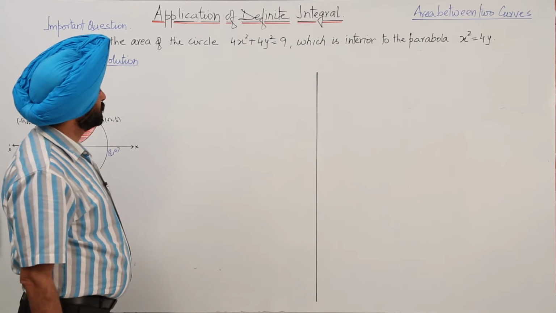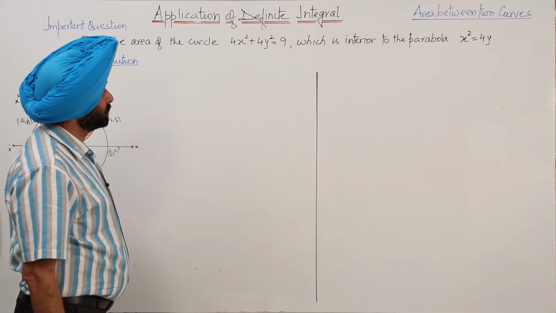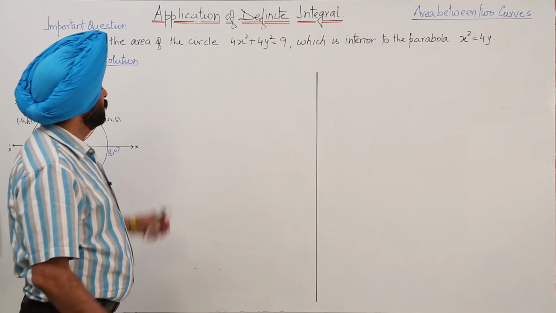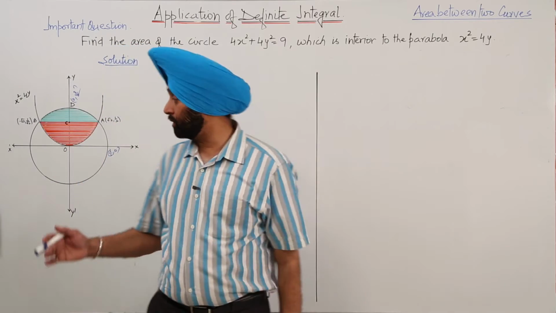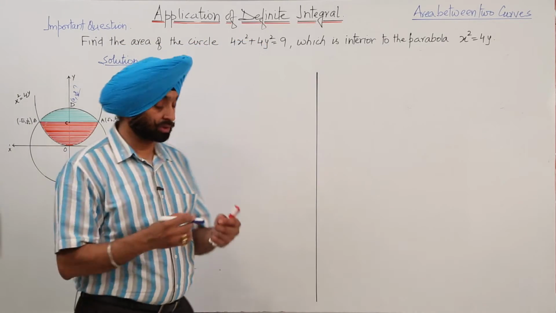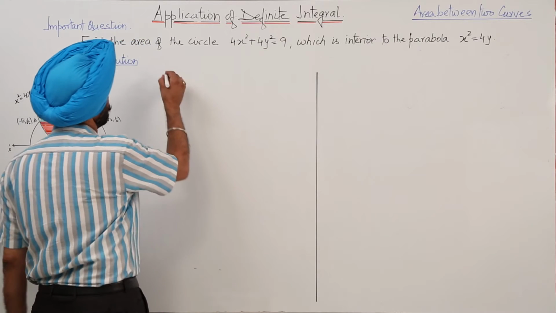Find the area of the circle 4x square plus 4y square is equal to 9, which is interior to the parabola x square is equal to 4y. For this question I have already drawn a rough sketch for the graph, and how it comes we are going to discuss right now.